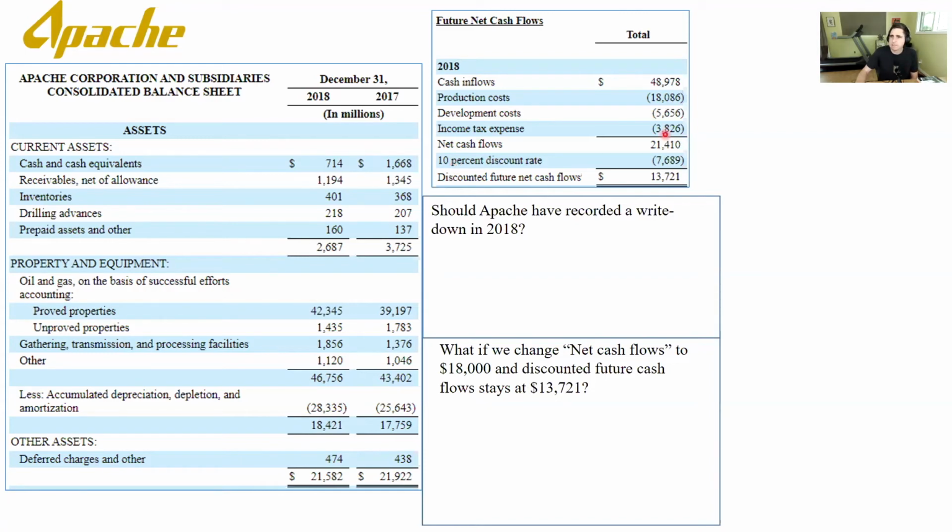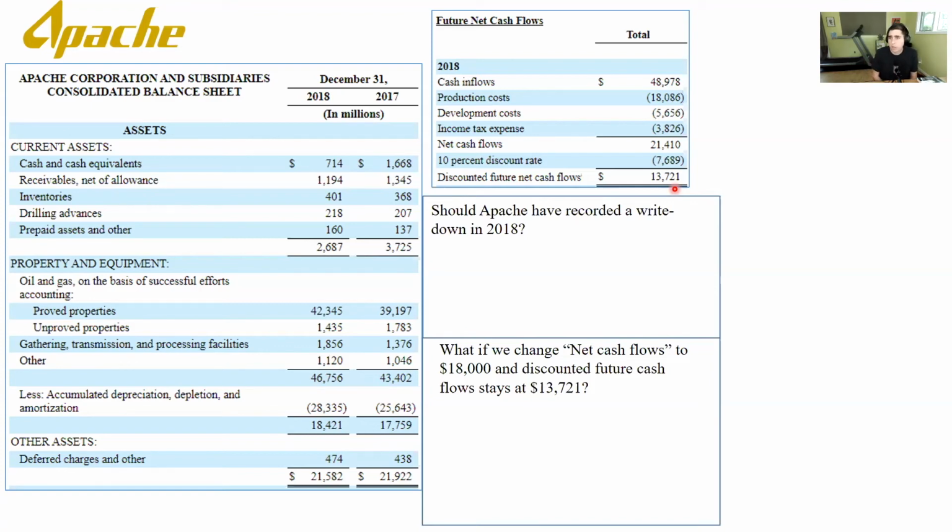So if you discount all these future cash flows at 10%, the discounted present value, otherwise known as the fair value, assuming 10% is an appropriate discount rate, would be $13.7 billion. Because Apache provides this extra disclosure, we can ask and think about some questions about PP&E impairment.